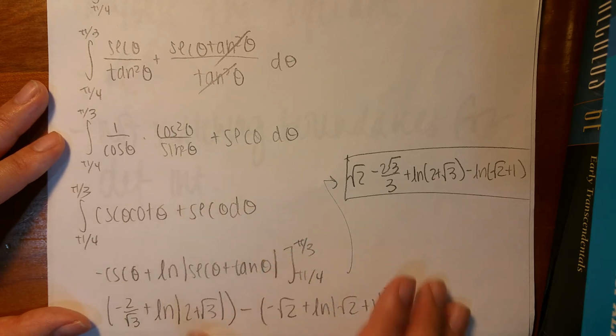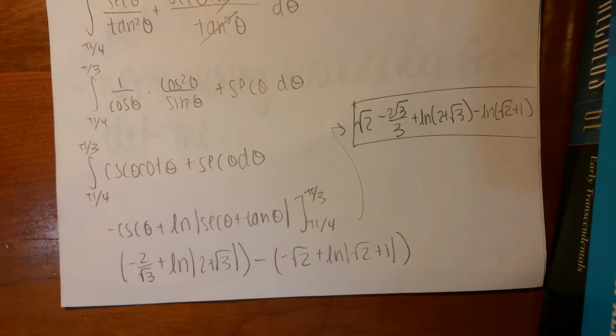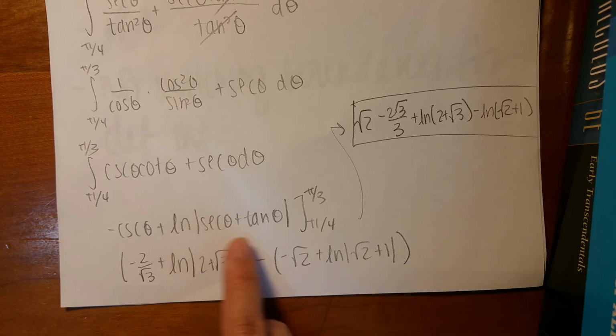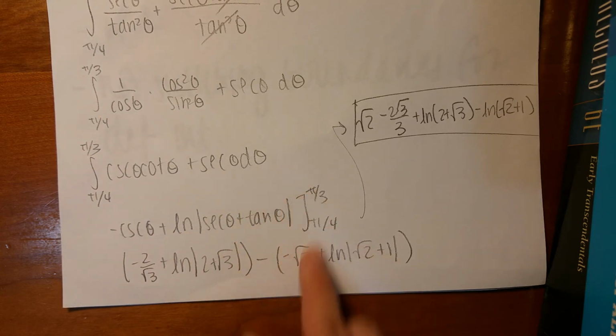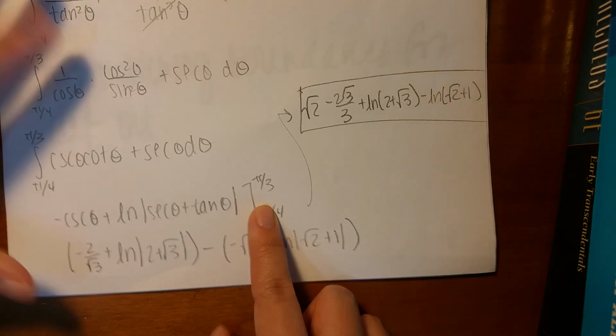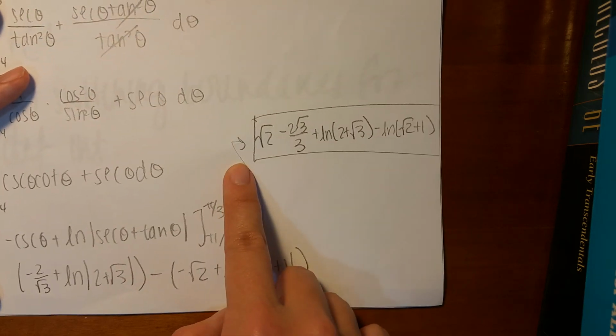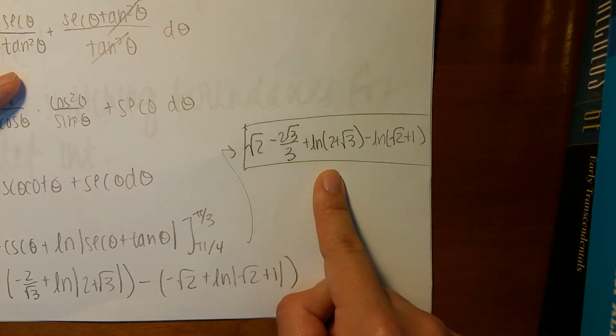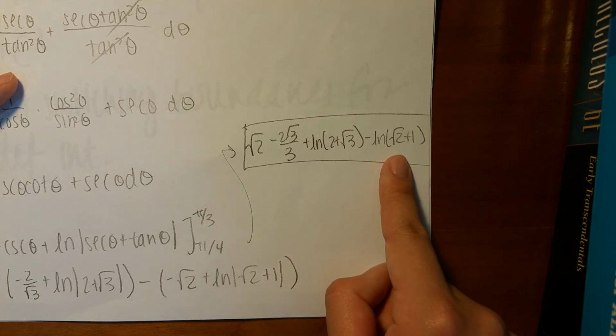We know the integral of cosecant theta cotangent theta will equal negative cosecant theta. And then we know that the integral of secant theta is a natural log of the absolute value of secant theta plus tangent theta. And we're solving this from the interval of pi over 4 to pi over 3. And using simple arithmetic and trig, we get the final answer of root 2 minus 2 times root 3 over 3 plus natural log of 2 plus root 3 minus natural log of root 2 plus 1.